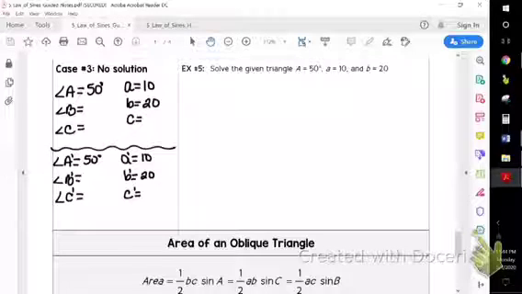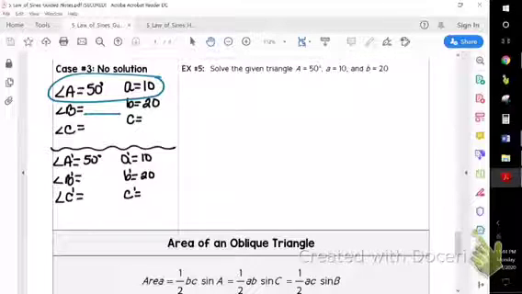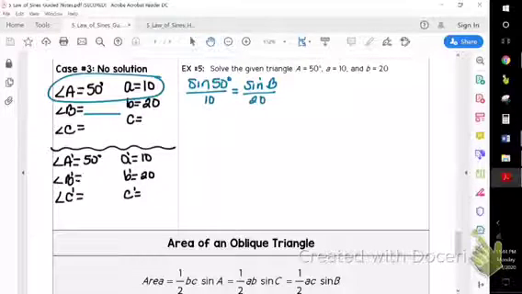Alright, so let's go ahead and find that second angle now. In order to do that, they gave us angle A and side A, and they gave us side B, so let's go find angle B. So using our law of sines, we know the sine of angle A over side A is equal to the sine of angle B that we don't know over side B.